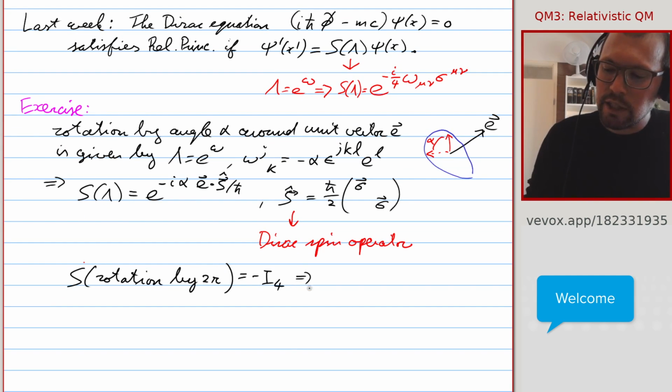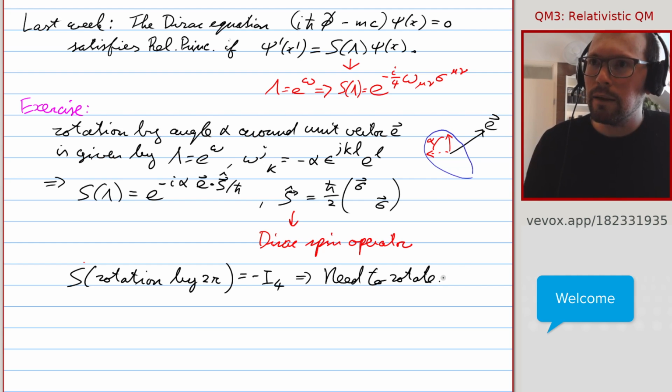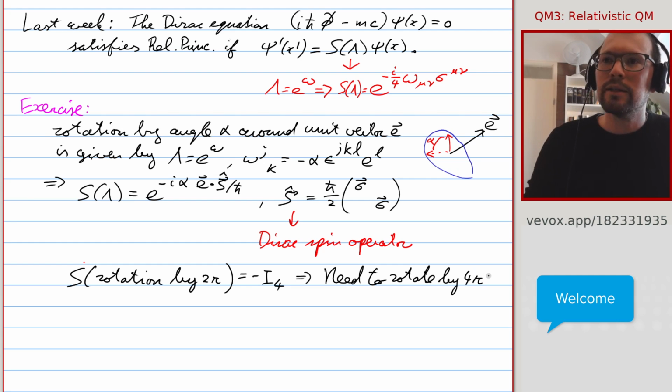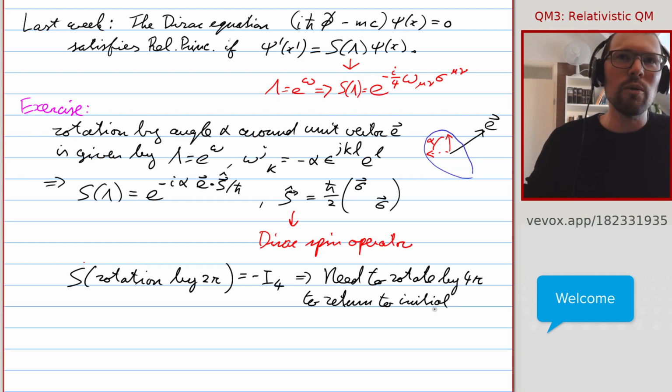So really this is saying that if you take one of these particles, you need to rotate your system by an angle of 4 pi to return to its initial state. And this is something that, I mean, that's deeply quantum. We have no classical intuition for why this could be true.